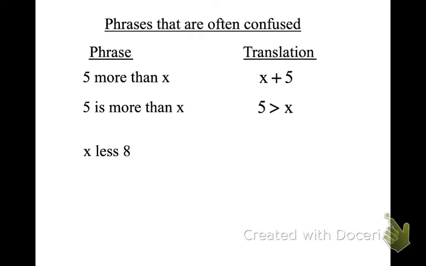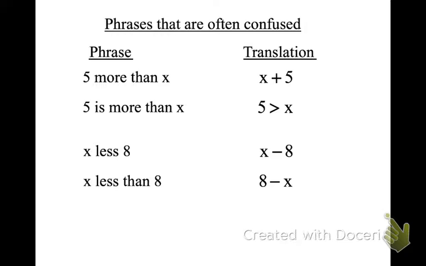Andrew, how am I going to write X less 8? It doesn't say than, it just says X less 8. X minus 8. Good. And then when it says X less than 8? Nope. Keep going. Look at the pattern up here. You've got something very similar. How do I show that? 8 minus X. Okay? 8 minus X.